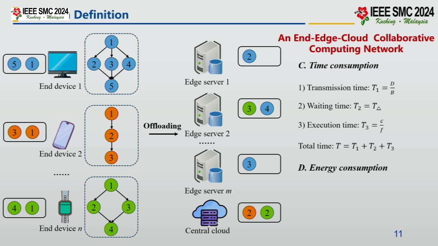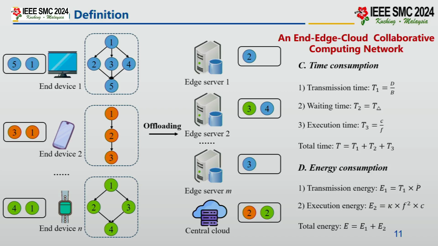Here is the energy consumption. The first part of the energy is transmission energy. It equals the transmission time times the transmission power. The second part is the execution energy. It is calculated as a coefficient of the chip times the square of the CPU frequency times the number of CPU cycles. So the total energy is calculated as E1 plus E2.